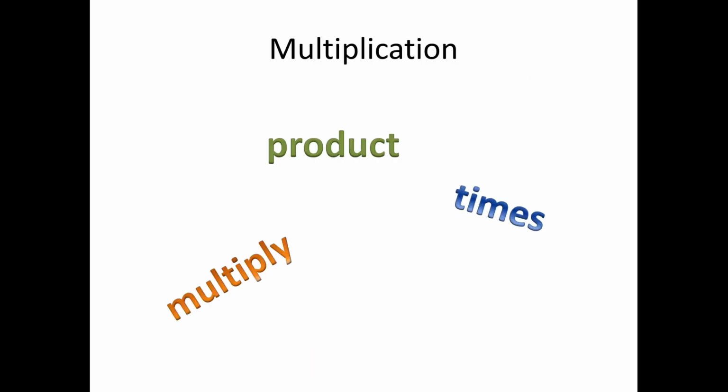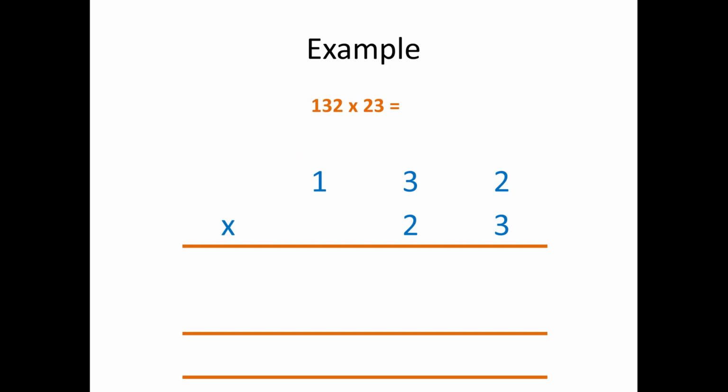Long multiplication. The terms that can be used for multiplying in an exam are multiply, product, and times. Let's look at an example. 132 times 23. When multiplying, I start at the smallest place value, and in the multiplier, I'll start with a 3 and then multiply in turn to each place value. So I start with 3 times 2, which is 6. Then 3 times 3 going across there, which is 9. And then 3 times 1 is 3.